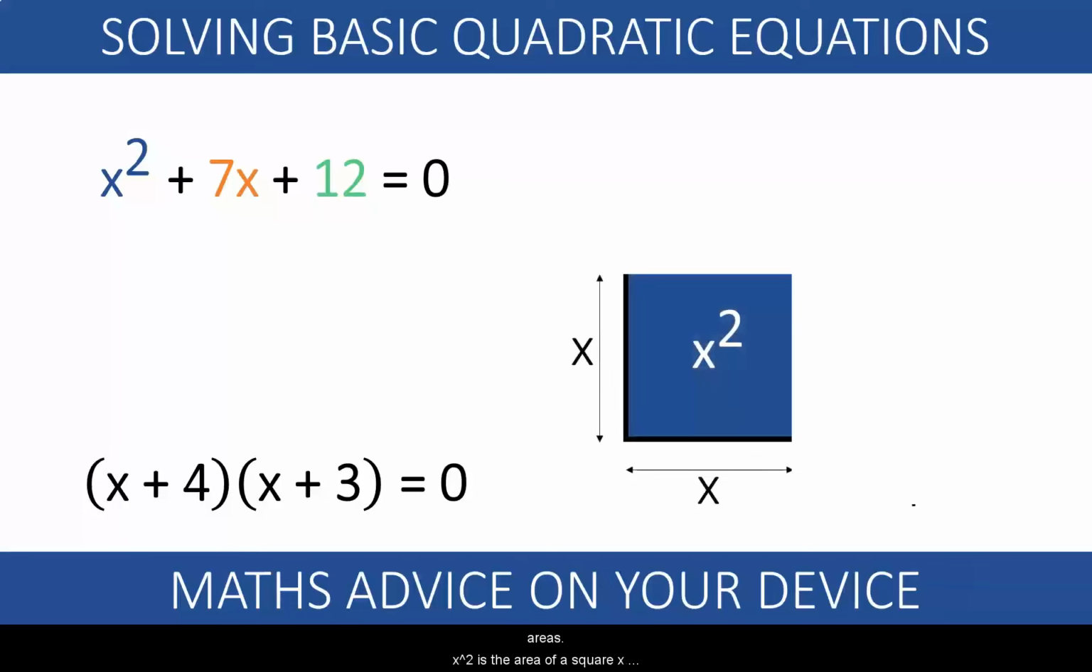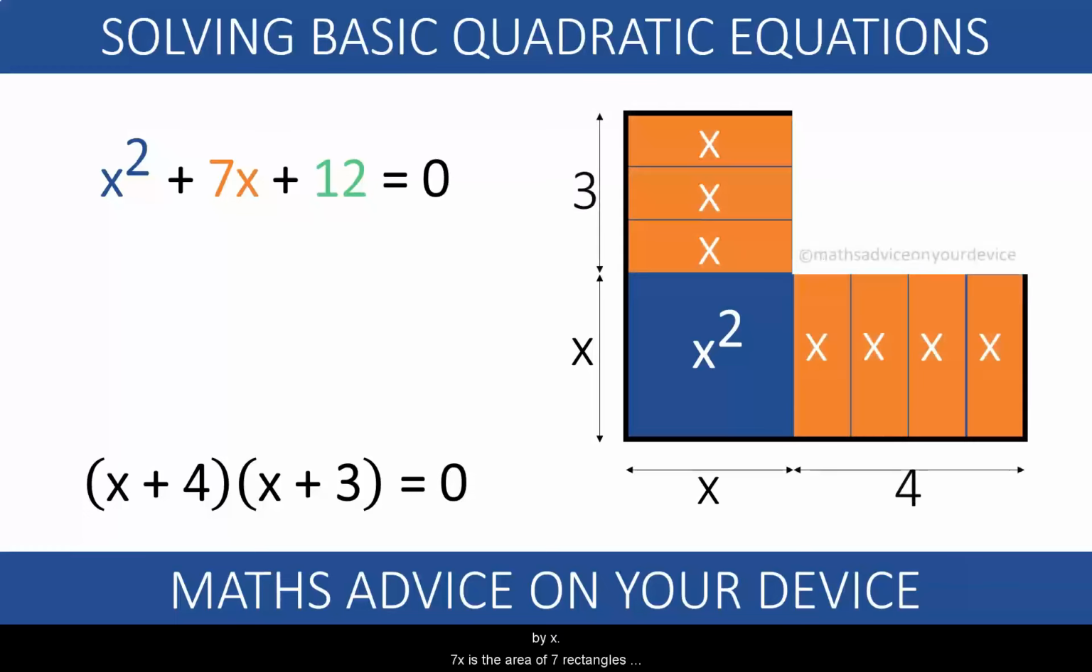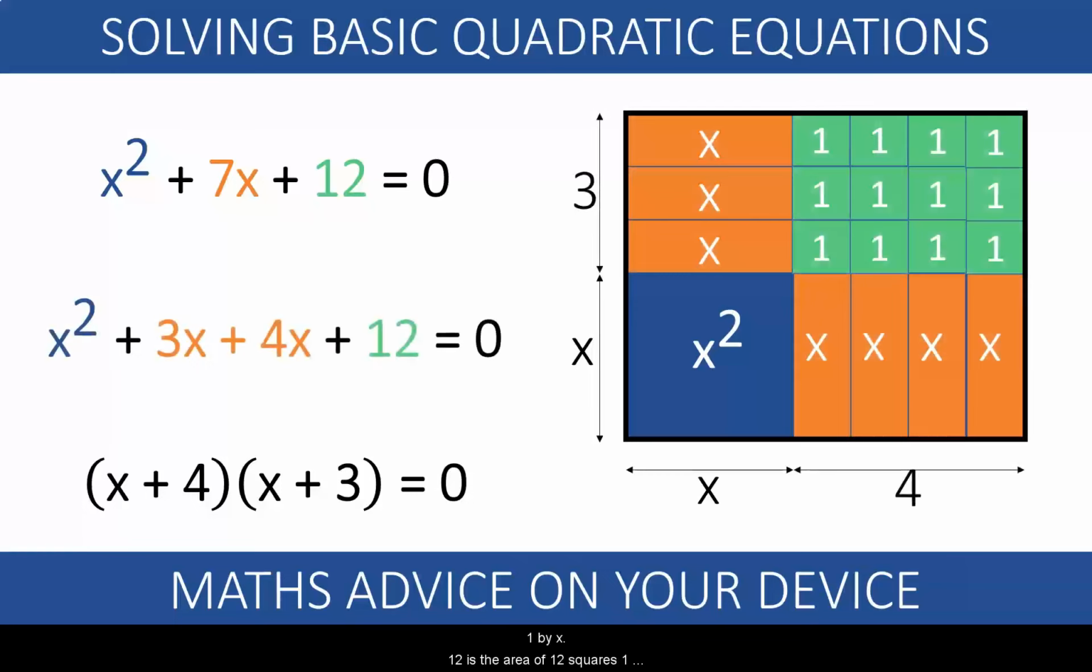x squared is the area of a square, x by x. 7x is the area of 7 rectangles, 1 by x. 12 is the area of 12 squares, 1 by 1. Notice that we arrange them to fit into a perfect rectangle. This rectangle has base x plus 4 and height x plus 3.